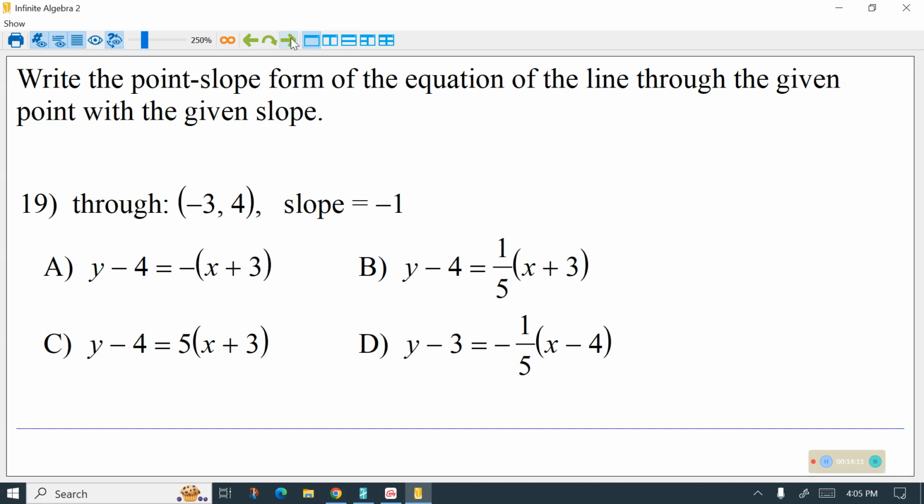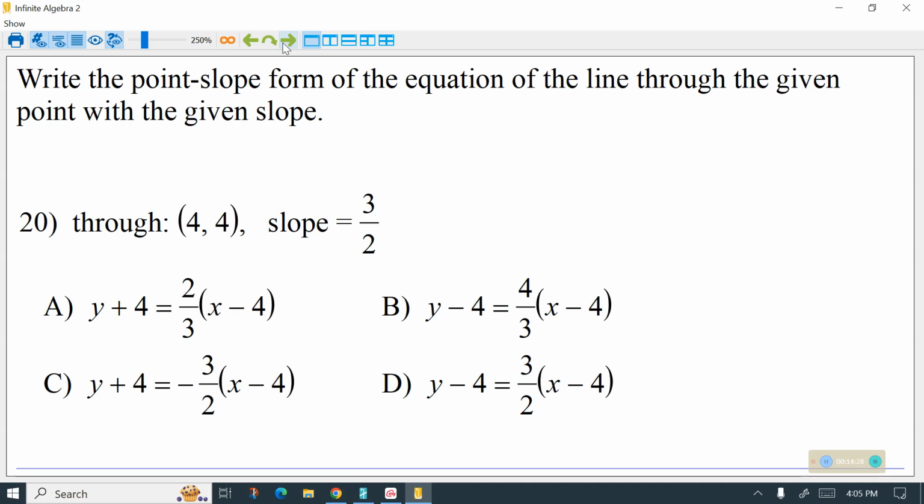All right, for 19, there's only one possibility with the correct slope. Again, the slope is the number that goes in front outside of the parentheses. Okay, and here we got an invisible negative 1, so, I mean, our answer has to be A. It's got to be that.